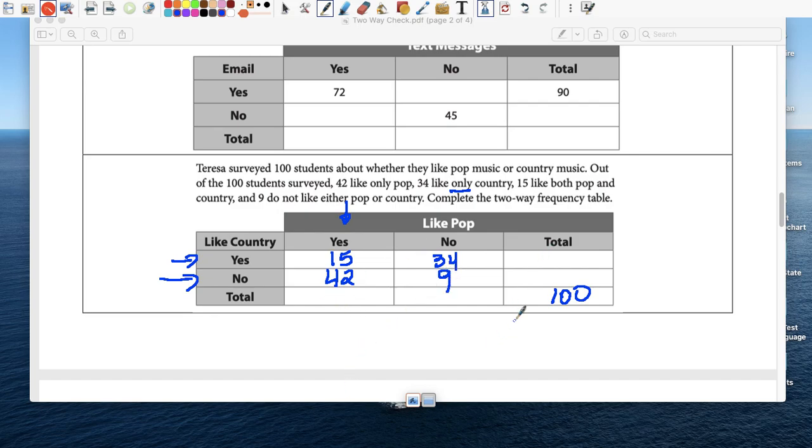And then we can complete the two-way table. So 15 plus 42 is 57. 34 plus 9 is 43. 57 plus 43 is 100. Perfect. So we know that we're doing our work correctly. Let's go horizontally. 15 plus 34 is 49. And this is 51. And if you add them up and down here, notice that it also gives us 100. So we're good.